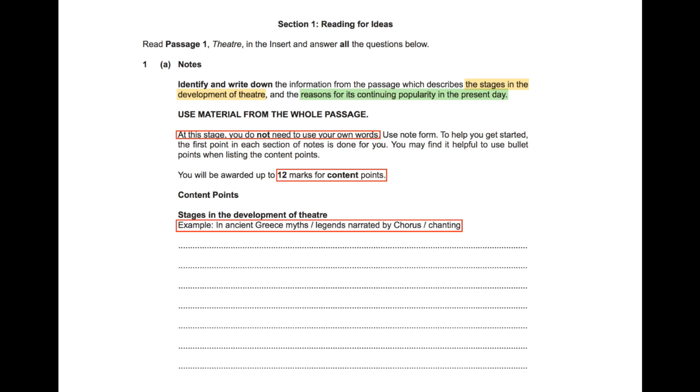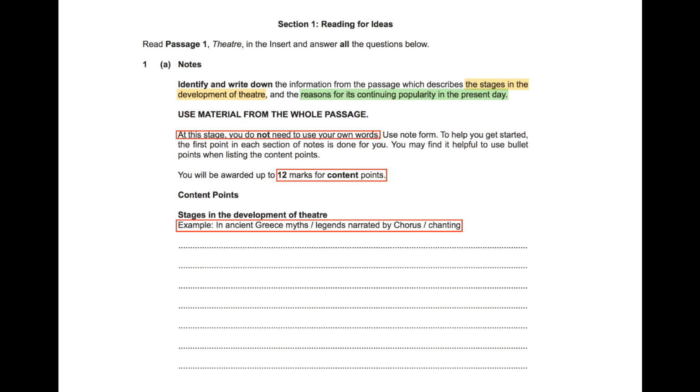Now, this is section 1, reading for ideas. From now on, we're going to call it the summary task because that's what it is. The instructions say read passage 1 called theatre in the insert and answer all the questions below. You know that the insert contains the text that you are going to use, and the text will always be factual. Section 1A of the summary task is called notes, and it instructs you to identify and write down the information from the passage which describes the stages in the development of theatre and the reasons for its continuing popularity in the present day.